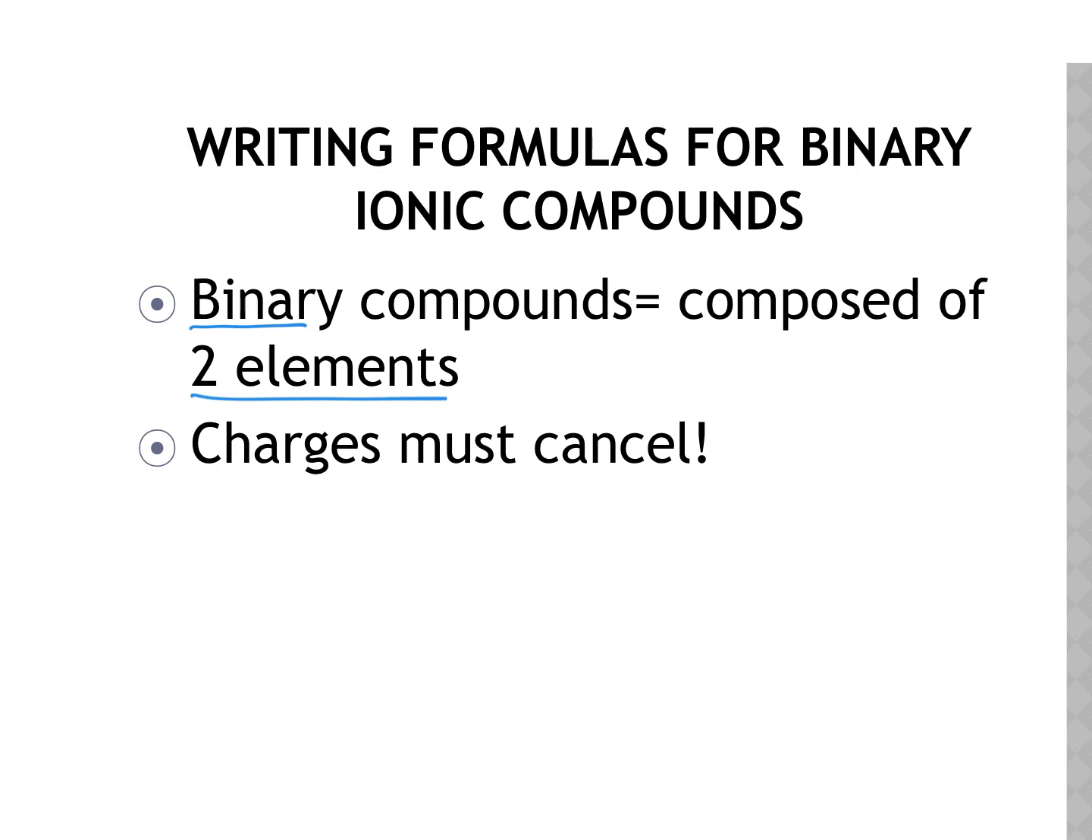Like when we're looking at a formula, how do we know that there's two different elements? Capital letters. Good. Okay, so if we see two different capital letters, we know we're looking at a binary compound. And then if it's ionic, that means it's going to be made up of a cation and an anion. Usually a metal and a nonmetal. The key is, though, these ionic compounds have to be electrically neutral. So when we write formulas for these compounds, the charges have to cancel. Okay, they have to become neutral.